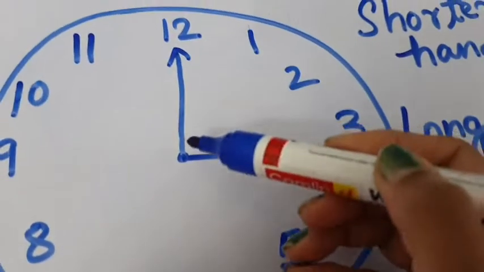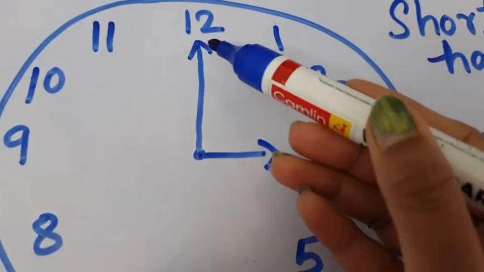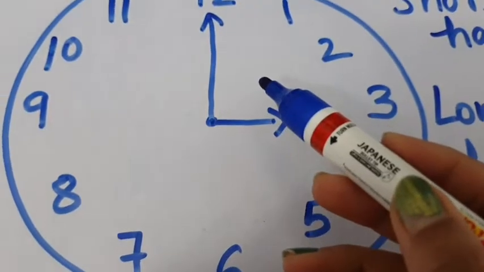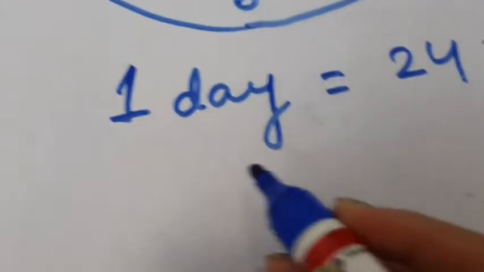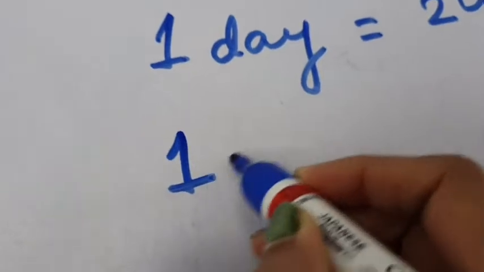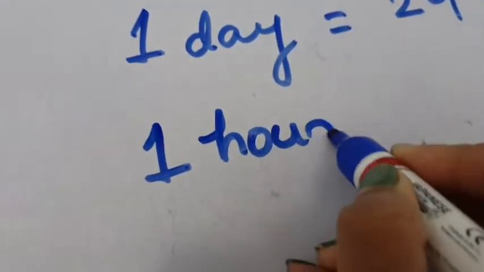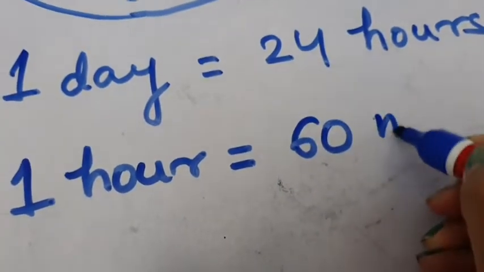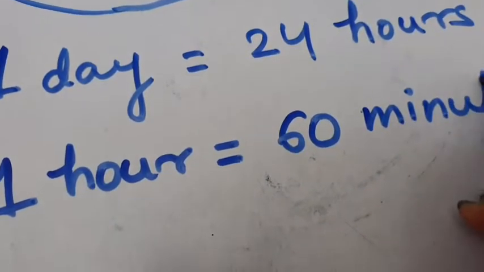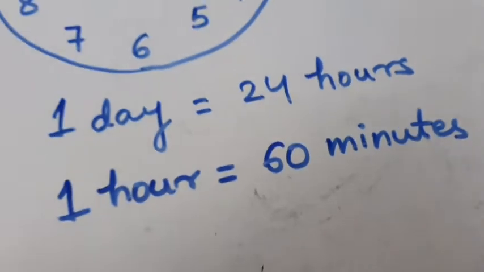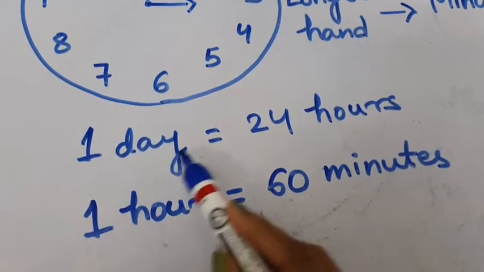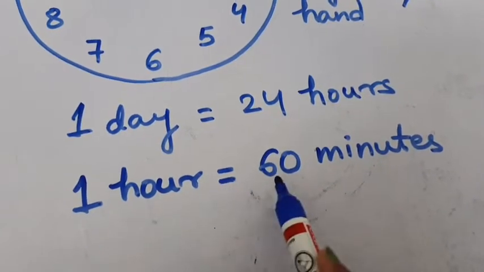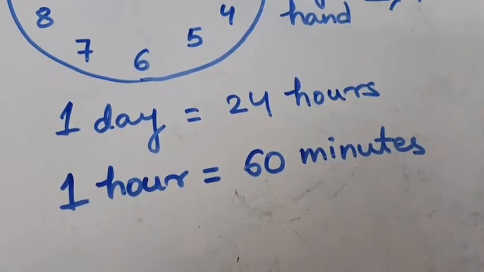Now, this is the minute hand. So, minute hand completes 1 round in 60 minutes. So, 1 hour is equal to 60 minutes. Okay? So, one day has 24 hours. 1 hour has 60 minutes. Don't forget. Okay?